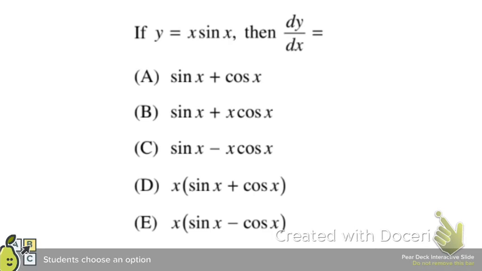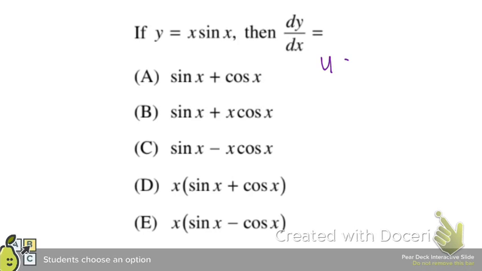So if we read this carefully, it tells us that y equals x times sine of x, and it asks for dy/dx, which is the derivative. Again, if I read that, it's x times sine of x. Because we are multiplying, that means we need to use the product rule because we have a function of x times another function of x.